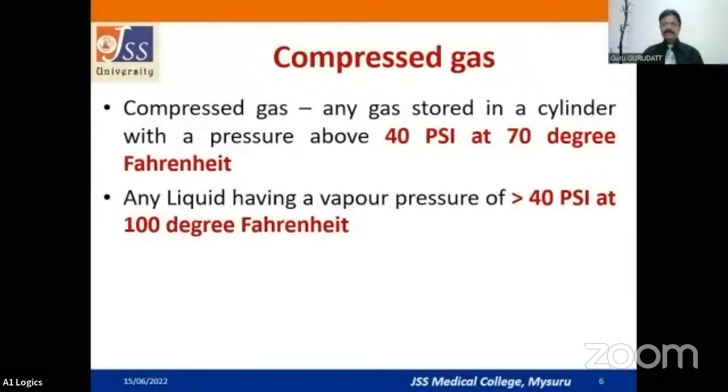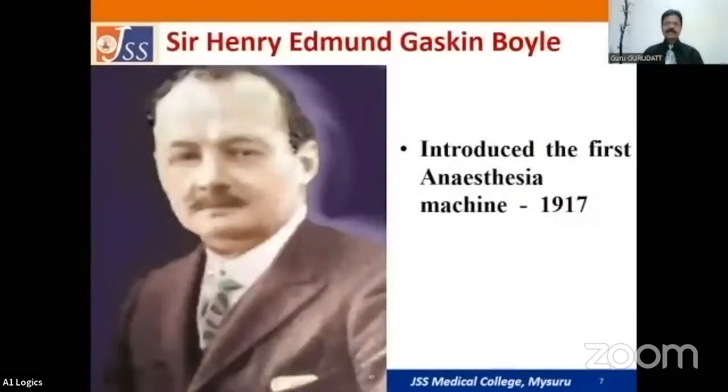So this requirement of a metal framework and also proper mixing of these gases was provided by Sir Henry Edmund Gaskin Boyle. That was the first anesthesia machine introduced by him in 1970. Actually, the manufacturer of the first anesthesia machine was British Oxygen Company Limited. They were magnanimous to give the name of the anesthesia machine to Boyle himself. So for many years, this machine was called the Boyle anesthesia machine.